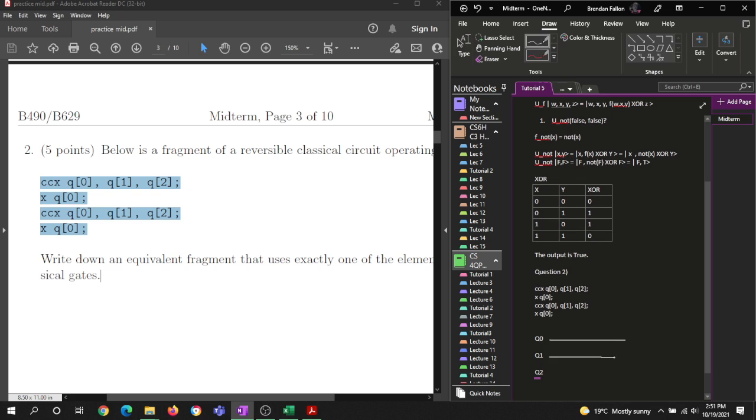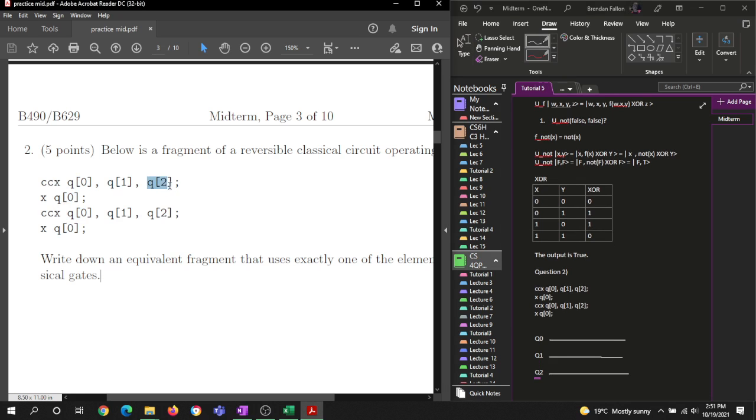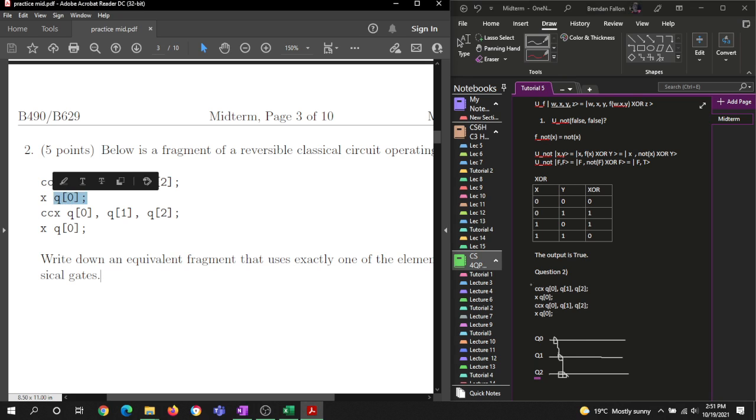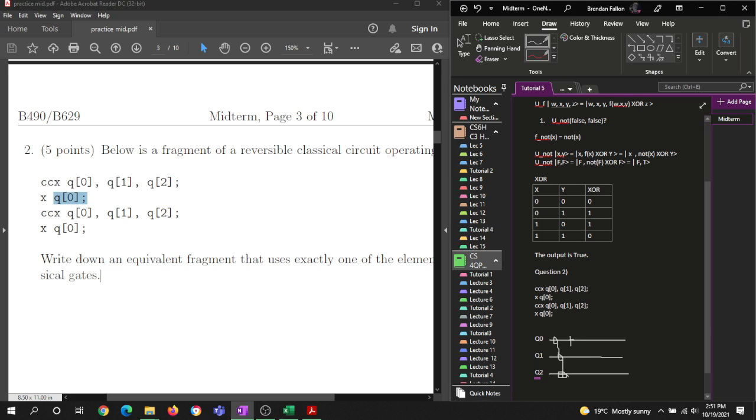Our first gate is CCX on Q0, Q1, and Q2. That means the last one is always going to be our NOT gate, if you remember from Random Qiskit. So we're going to have a loop: the AND of Q0 and Q1 will NOT this last one. That's a bad NOT, but it'll work. Second line, NOT of Q0, so we're just going to add a plus here. Bad plus, bad drawing, but you get the idea. The last one is just doing the same thing over and over again, so repeat that.